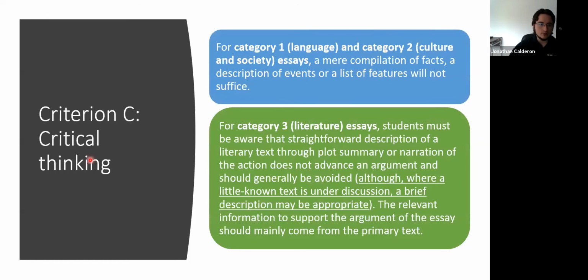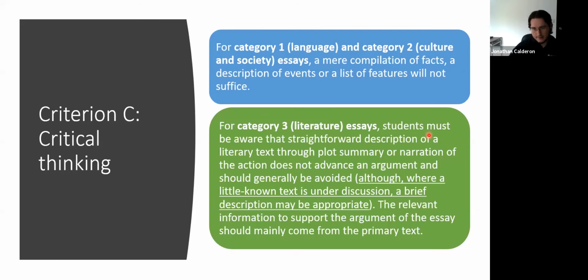Next one. So it says for category 1 and category 2 essays, a mere compilation of facts, a description of events, or a list of features will not suffice. Again, okay. So it's not about giving the chronology of the decade of whatever and how the influence of the civil rights movement did it. It's not about saying in 1960 this happened, 1961 this happened, and so on and so forth. No, there has to be more.